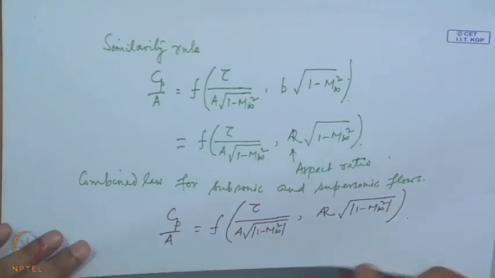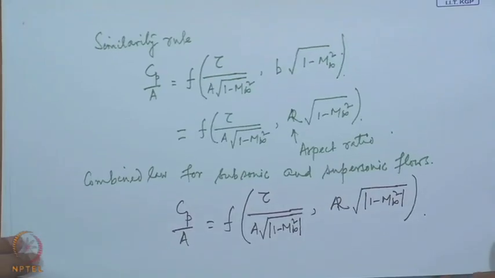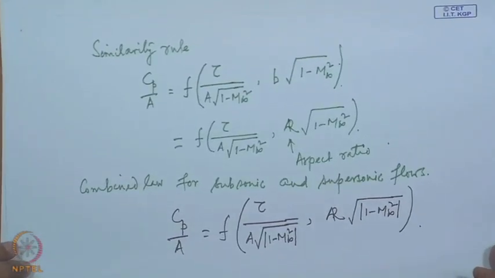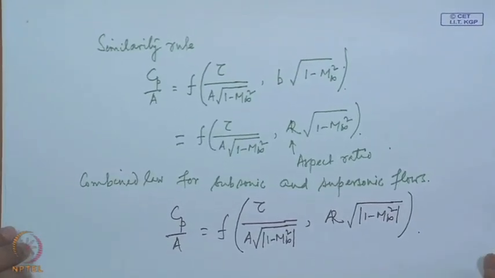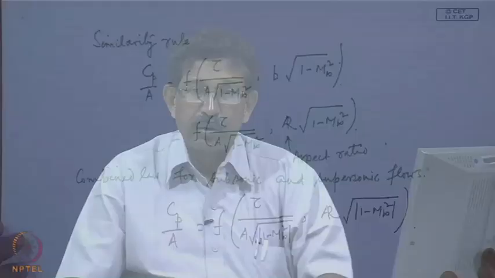And once again you can see that knowing the pressure distribution for a wing at a particular Mach number can give us the pressure distribution at different Mach number or for a different thickness and different aspect ratio wing at the same Mach number.